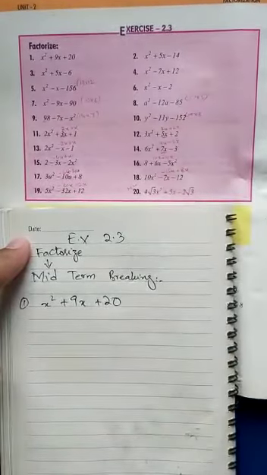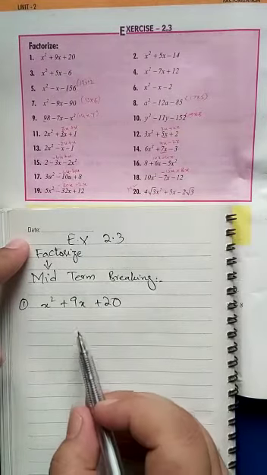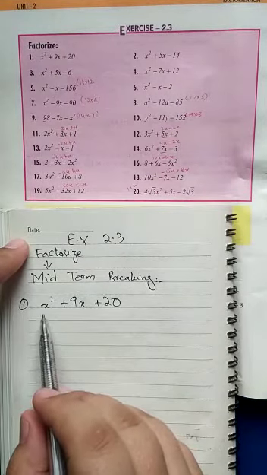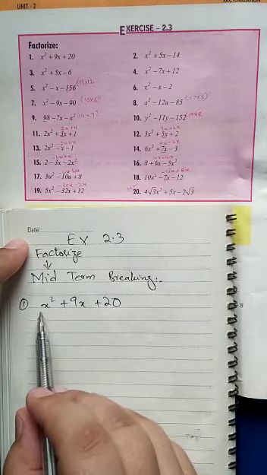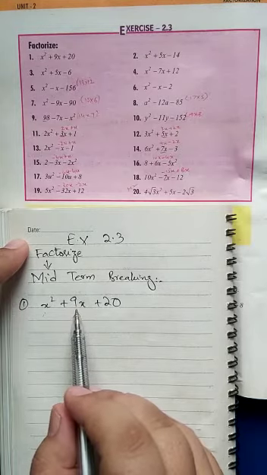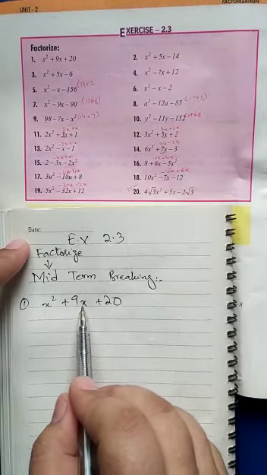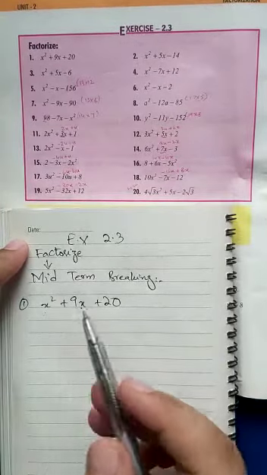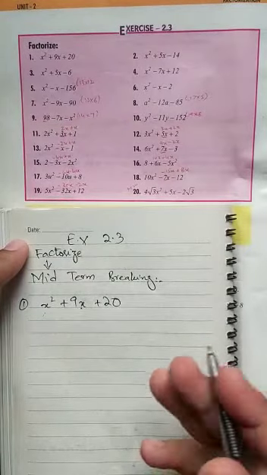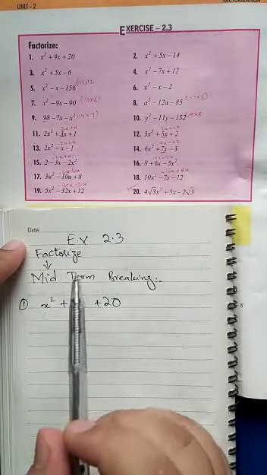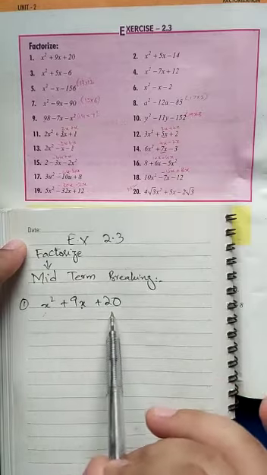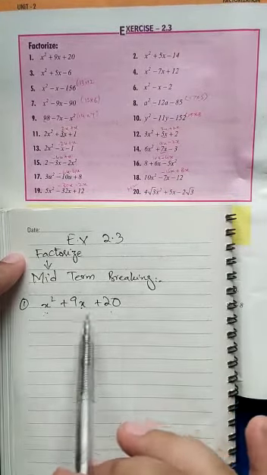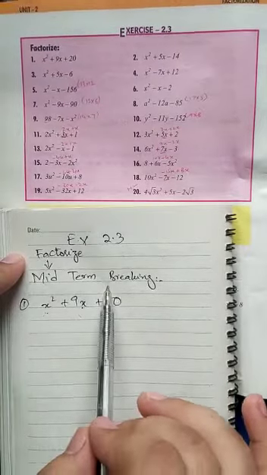The first identification of middle term breaking is that we have three terms. Here we have three terms and only one square in it. You can see the complete square is x square. 9 is the square of 3, but 9x is not a complete square. If it were 9x square, then it could be solved with the formula of a square plus b square, but it cannot be solved that way. So whenever we see that there are three terms and only one complete square, and we don't have another square, we have to apply the middle term breaking formula.